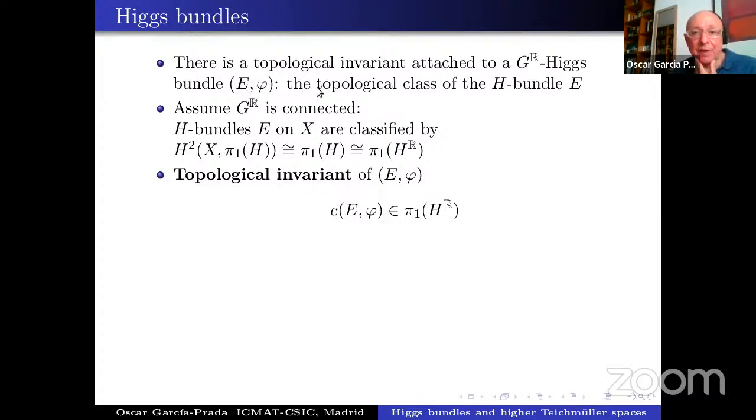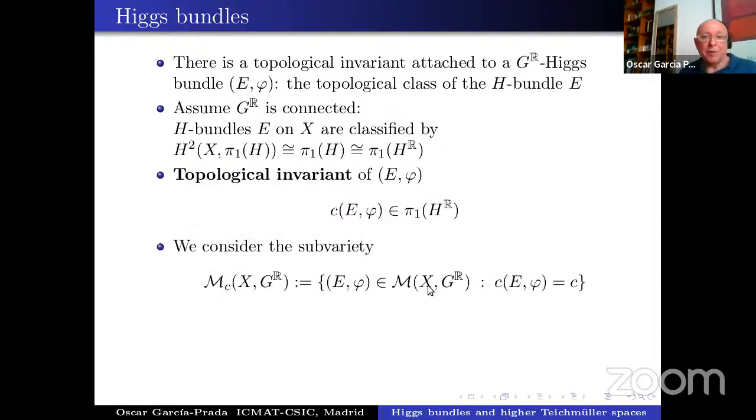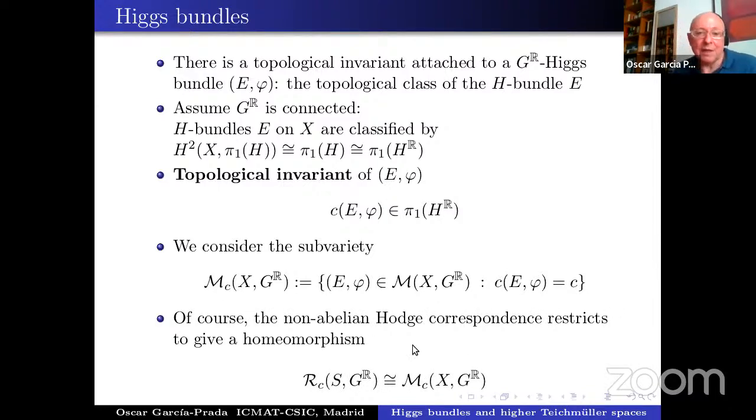Okay, so again, to a GR Higgs bundle you can associate a topological invariant, which is of course the topological invariant of the H bundle. This is an element in H2 of X with values in the fundamental group of H, which is isomorphic to the fundamental group of HR. So you notice that the invariant one has, in the case of representations and in Higgs bundles, lives in the same place. If we now fix this topological invariant for the Higgs bundle, we can, as we did before for the character variety, consider the subvariety of GR Higgs bundles with this fixed value of the invariant. And it should come as no surprise that the non-abelian Hodge correspondence restricts to a homeomorphism between the corresponding subvarieties with fixed invariant c.